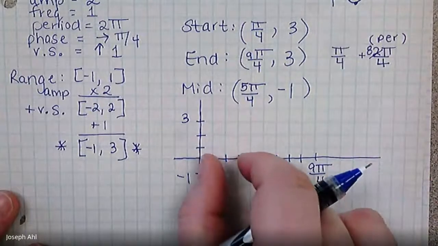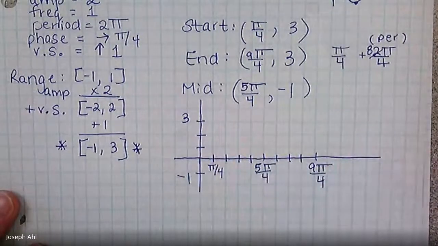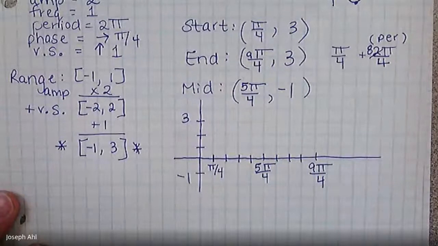If I had made every 2 spaces pi over 4, could I have made it happen? Probably would have run out a little bit of space, but there's nothing wrong with that. Okay.